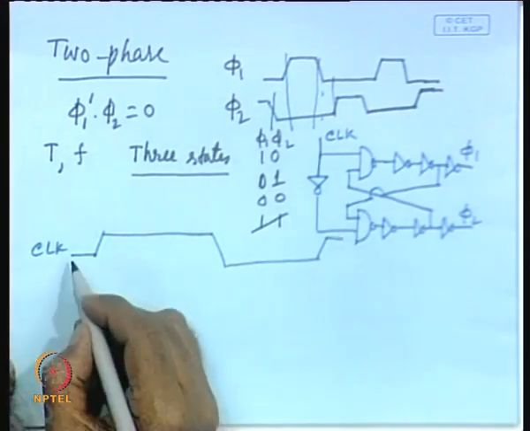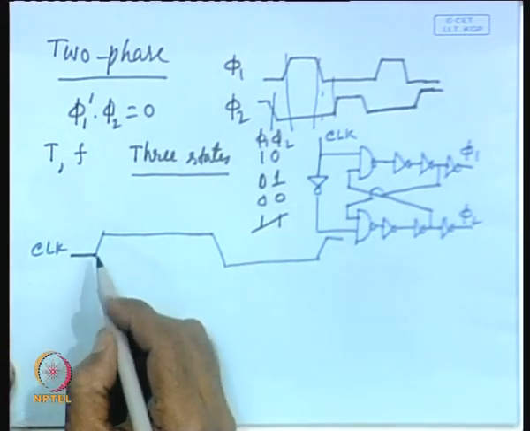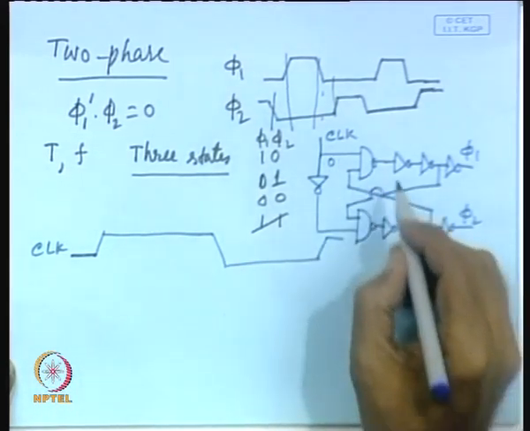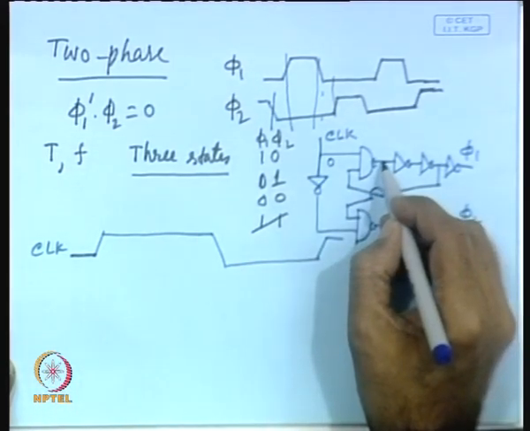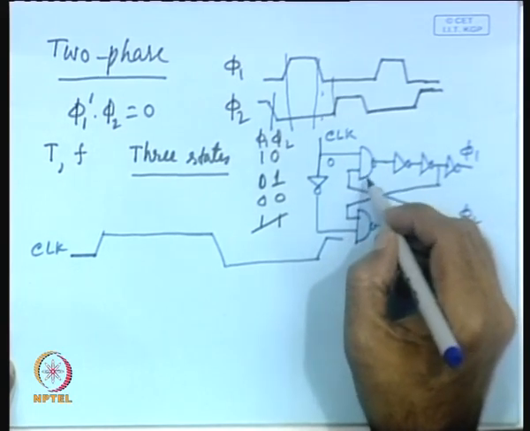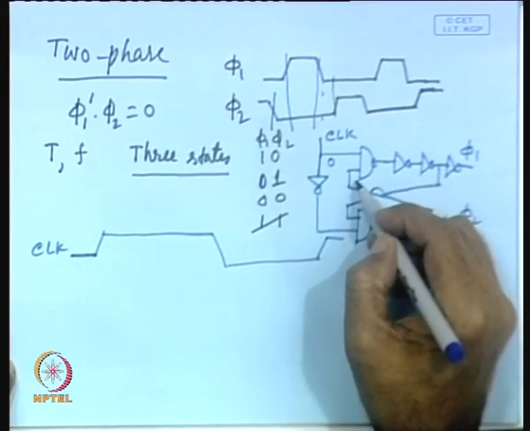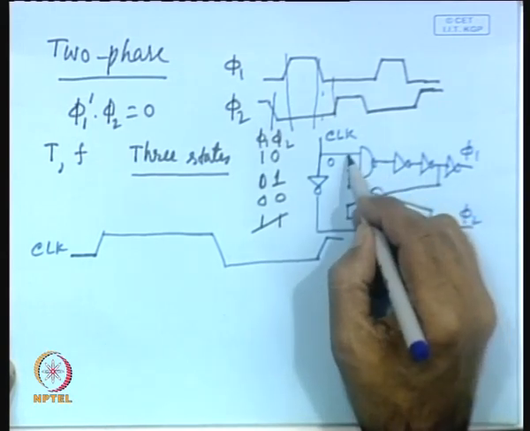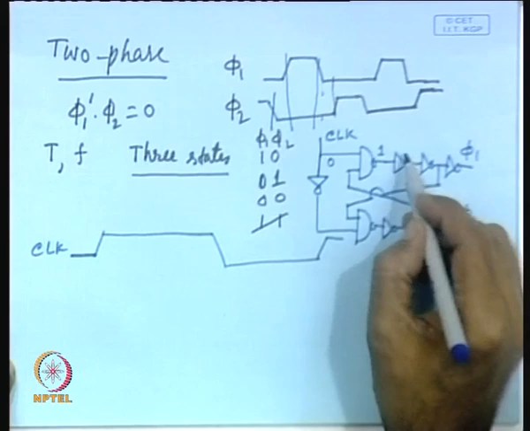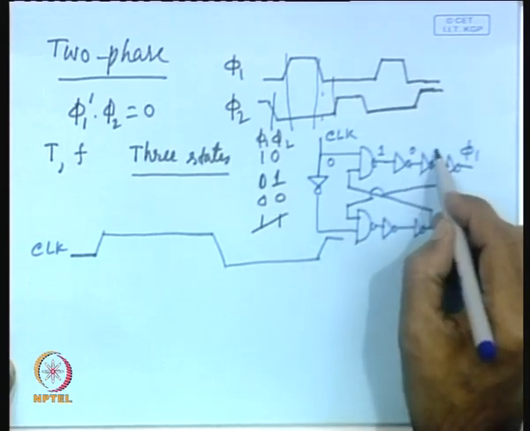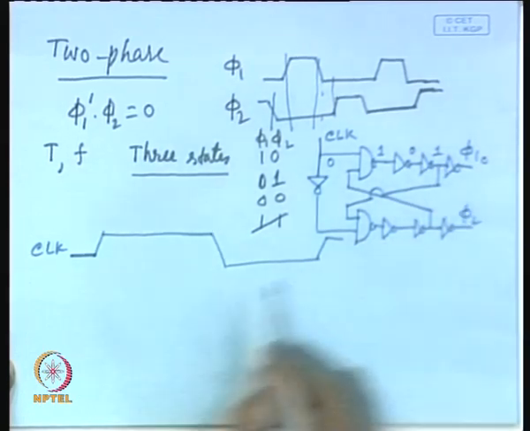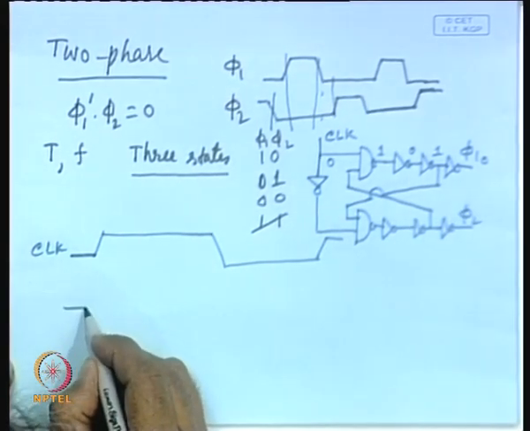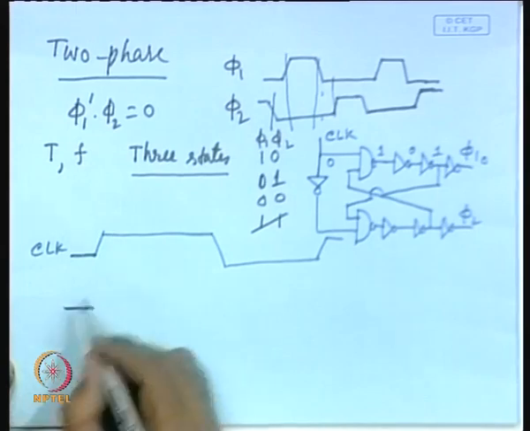and let us see how it really happens. Initially, let us say here we have assumed that the clock is 0. So, whenever this is 0, what will be the output here? For a NAND gate, as you know, irrespective of the number of inputs, if any one of the inputs is 0, output will be 1. So, since this is 0, this will be 1, this will be 0, this will be 1, and this will be 0. That means, we are getting that phi 1 is also 0. When clock is 0, phi 1 is also 0.